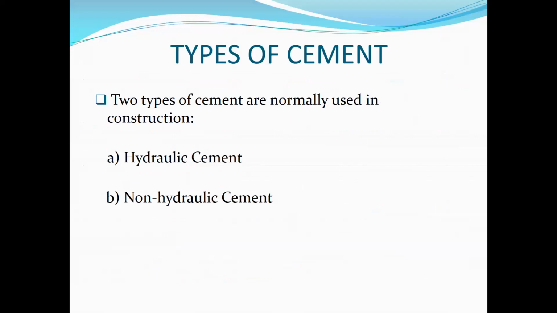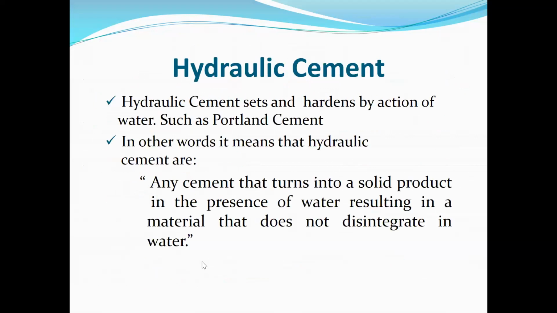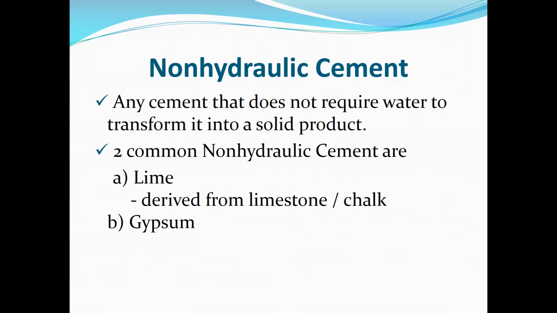Types of cement: there are two types, hydraulic cement, the normal cement, and non-hydraulic cement. The very name hydraulic indicates that they set and harden because of water, like normal cement or Portland cement. Non-hydraulic cements are lime and gypsum; they are called non-hydraulic because they don't need water to form a solid product.